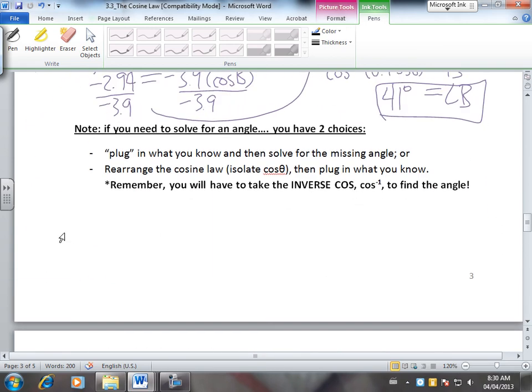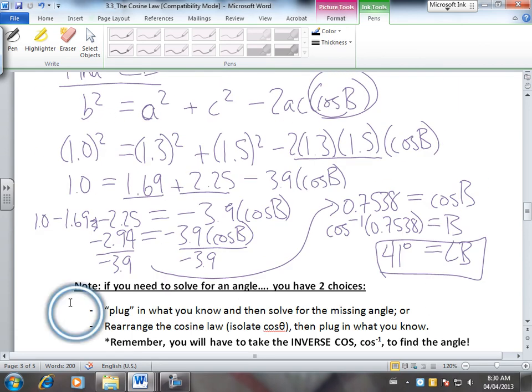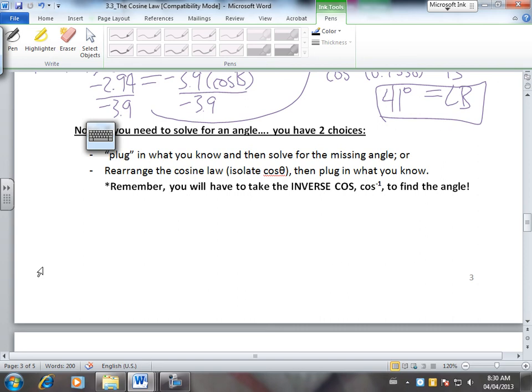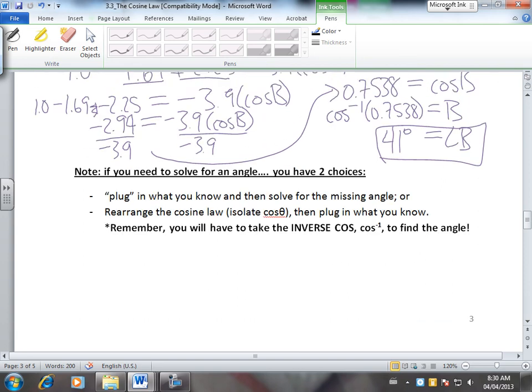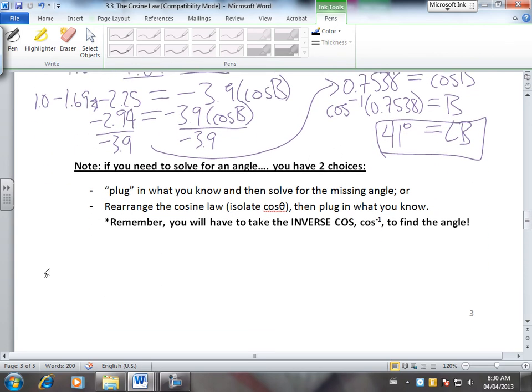Okay, so if you need to solve for an angle, you have two choices. You can plug in what you know and then solve for the missing angle, and this is what we did here. Or you can rearrange to isolate cosine. So at this point, what we could have done is, before we filled in any numbers, we could have put b squared minus a squared minus c squared divided by negative 2ac equals cos b. Okay, and then you could have filled in the numbers. Either way is fine.